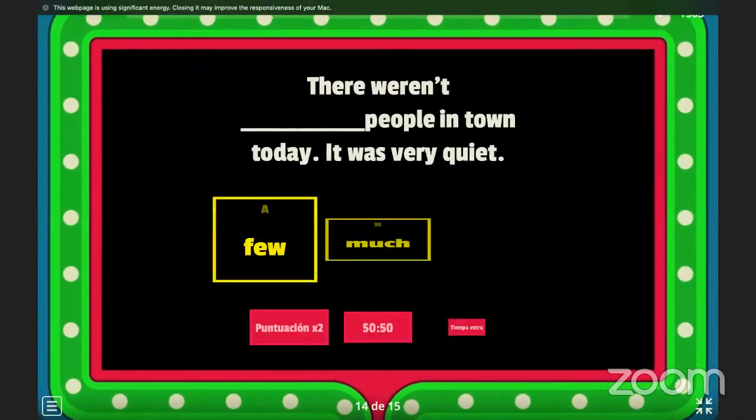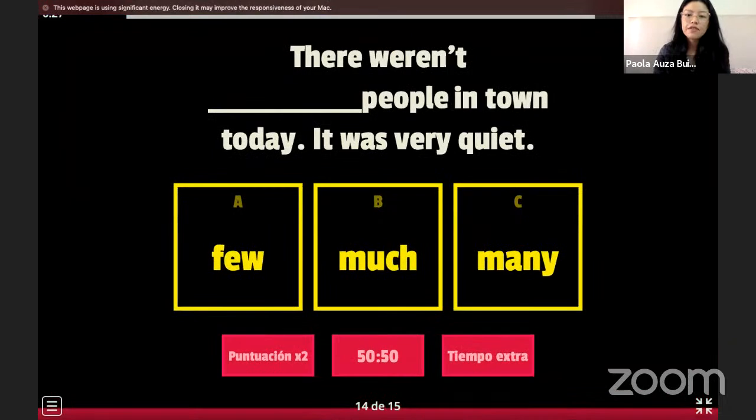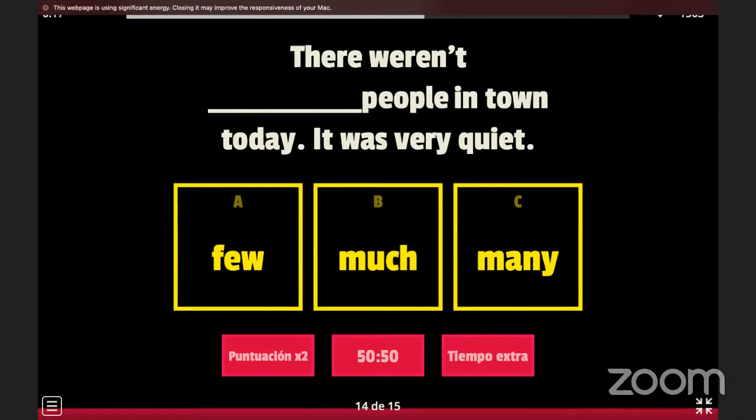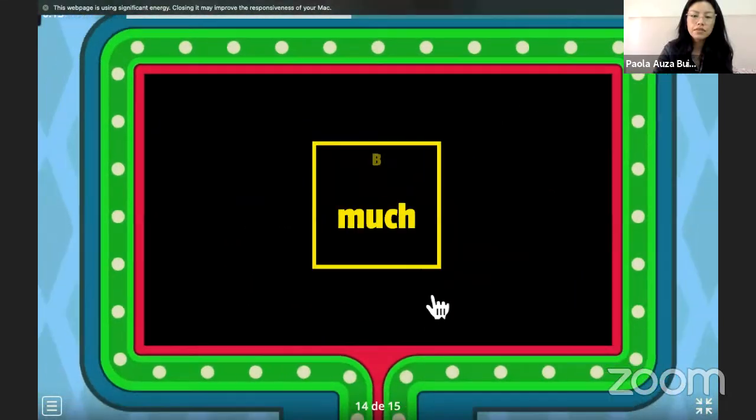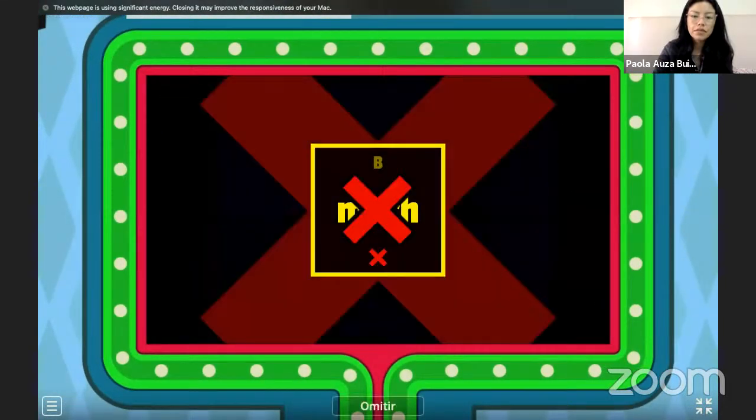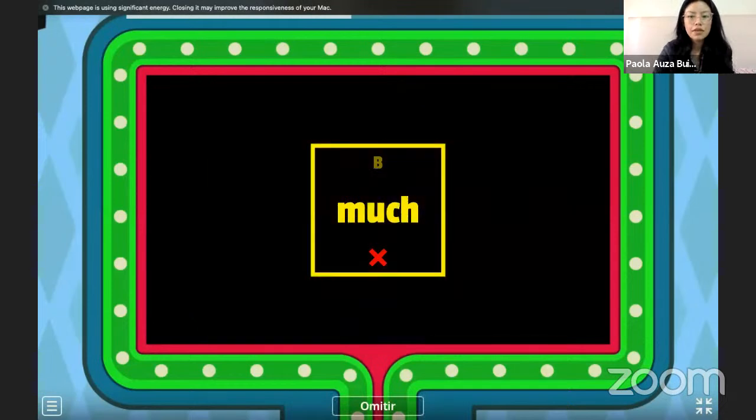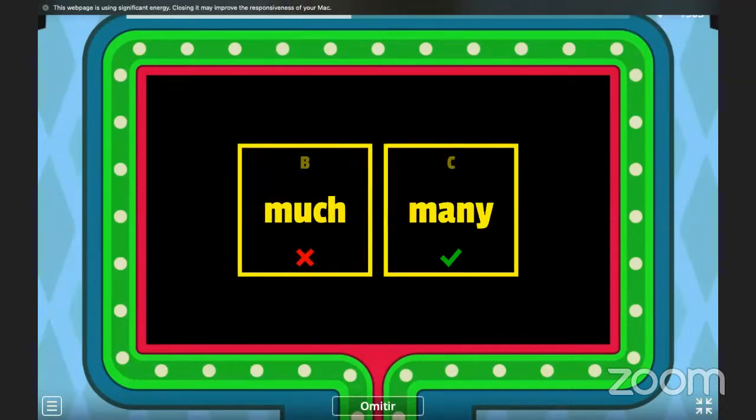All right. There weren't few, much, many people in town today. It was very quiet. There were much people in town. All right. Yes. Many. Yeah.